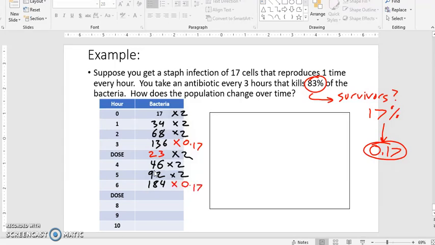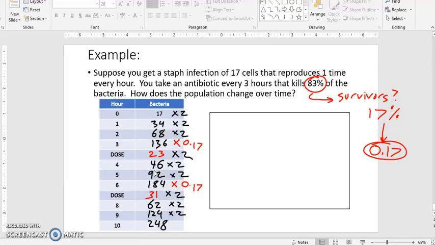And it's going to kill all but 17%. So now when we do that, we're going to say there's only 31 and some change left. So I'm going to round that to 31. But now the bacteria are going to start reproducing again. So multiply that by 2. So 31 times 2 is 62. 62 times 2 is 124. And then 124 times 2 is 248.